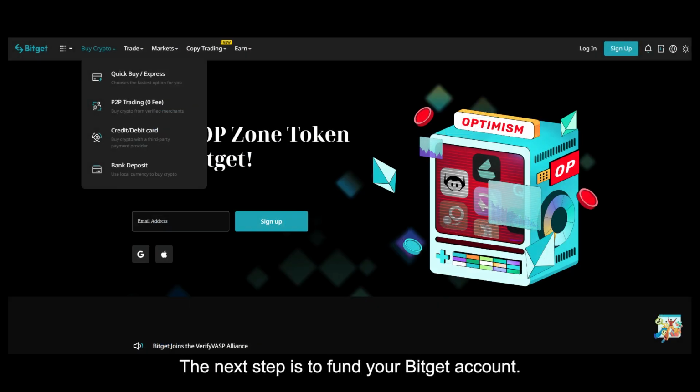The next step is to fund your Bitget account. Bitget supports various deposit methods, including bank transfer, credit card, and cryptocurrency deposits. Once you have funded your account, you can start trading.